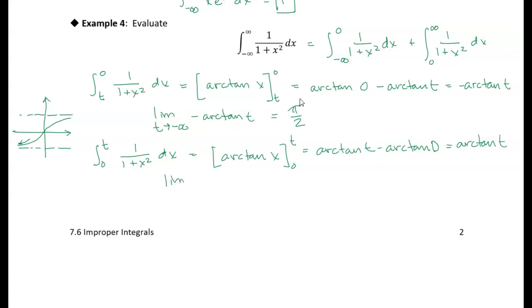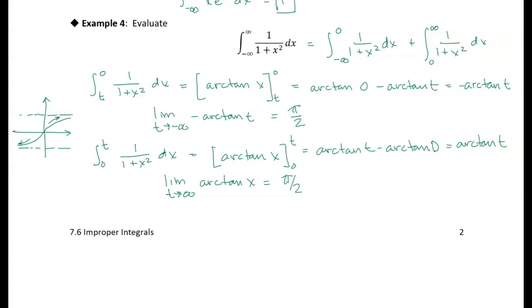And we're going to take the limit. Let's make it look nicer. We're going to take the limit as t goes to infinity of the arctangent of t. Let's go back to our drawing of arctangent, and now we're approaching positive infinity, so we're going this way. So that's just going to be pi over 2 again.